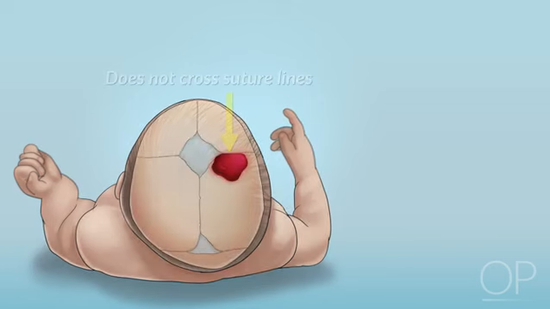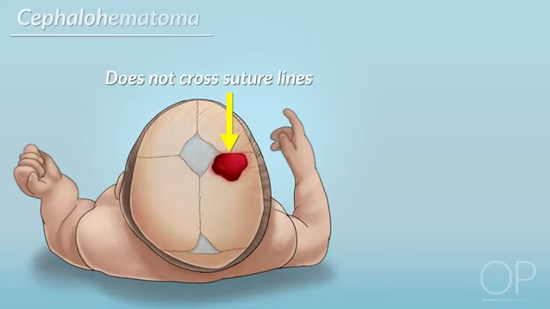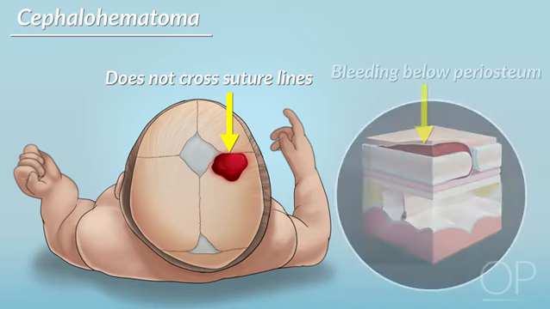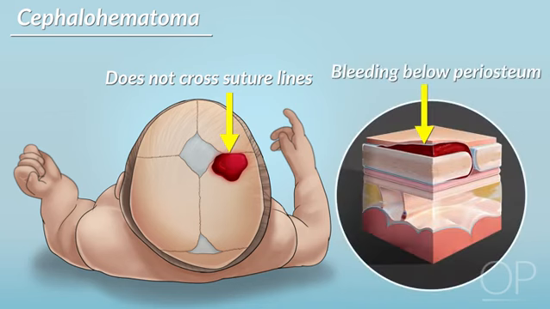A bruise that doesn't cross the suture lines is called a cephalohematoma, which is caused by bleeding below the periosteum and is more common in births assisted by a vacuum or forceps. These infants are at increased risk of jaundice due to the breakdown of hemoglobin as the bruise resolves.